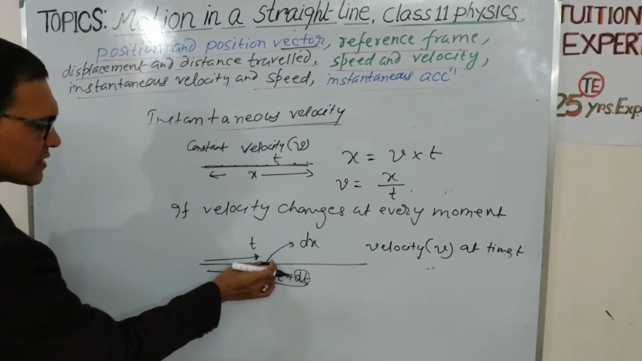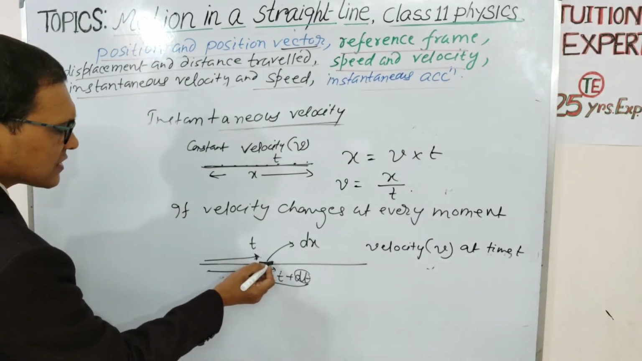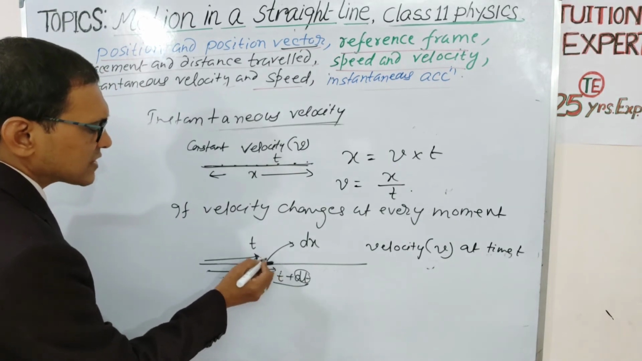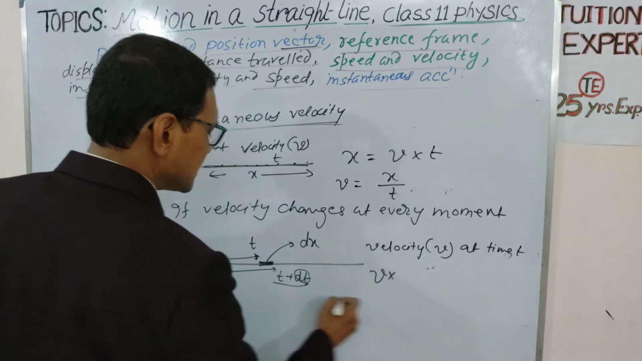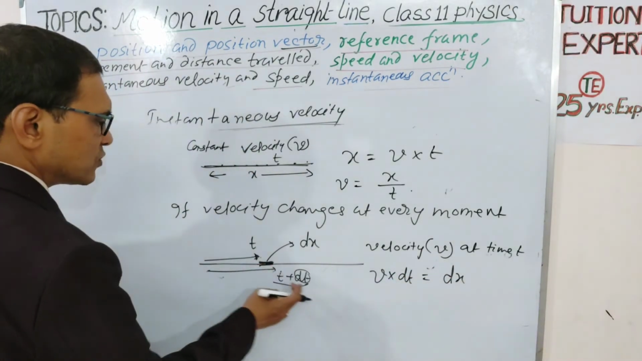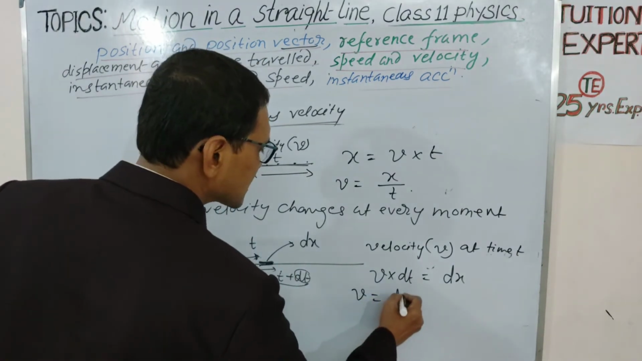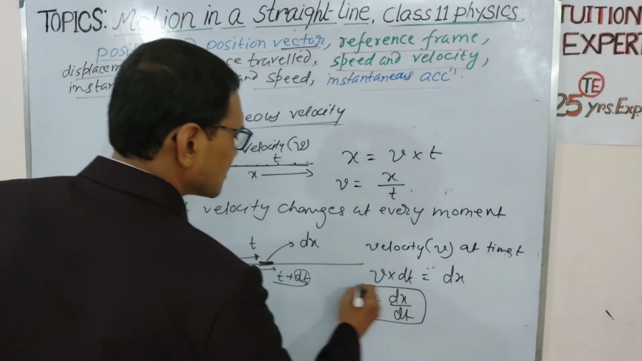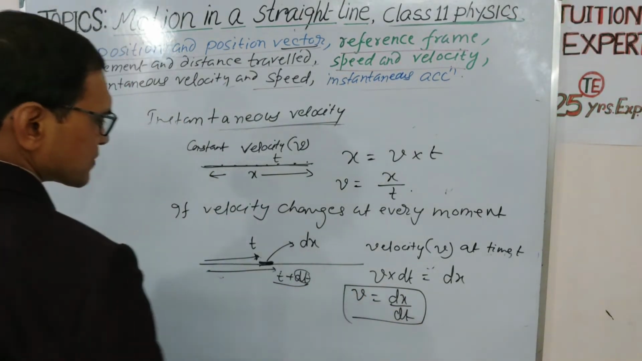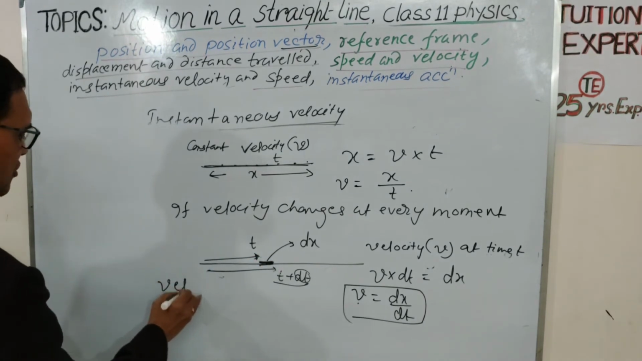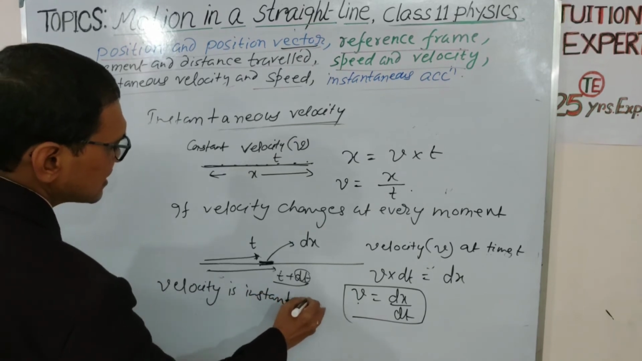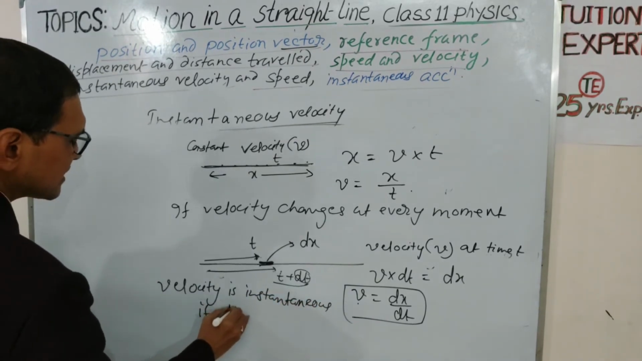Actually the velocity changes, but if you consider that the velocity on this path is constant, then that constant velocity into the time taken dt equals the distance traveled dx. So v into dt equal to dx, that is v equal to dx by dt. That's why we get instantaneous velocity equal to dx by dt, if dt is very small.